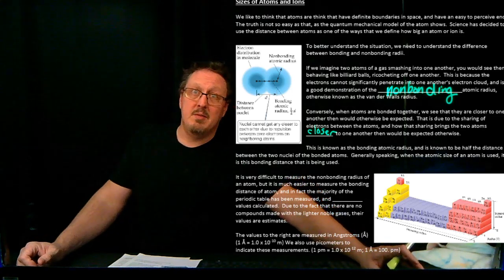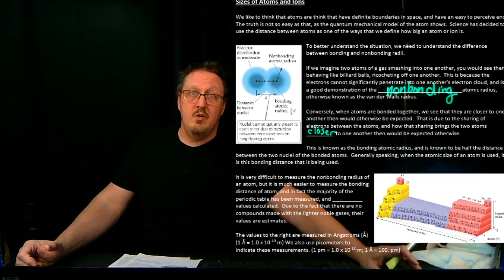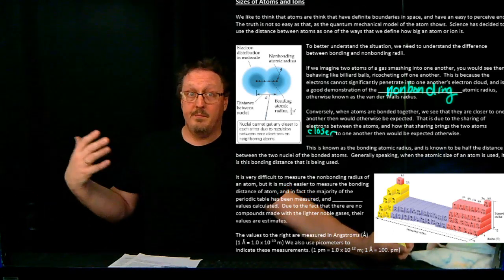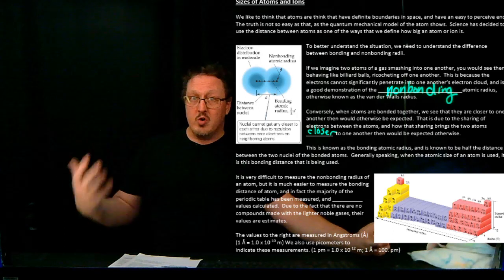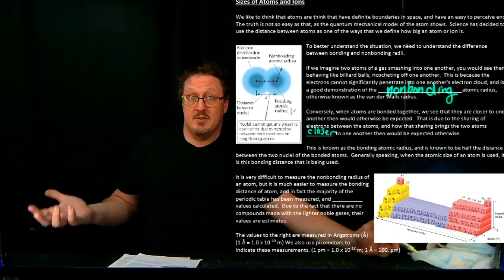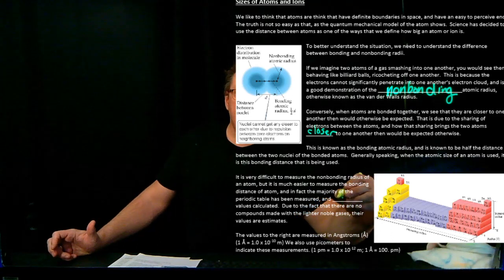This non-bonding atomic radii is still not something we have a pretty good handle on. And so the number that we use is the bonding measurement, to make sure that we can understand what's going on. Now, the majority of the periodic table has been measured, and average values have been calculated. And so the numbers that we're going to talk about are, in fact, average values.